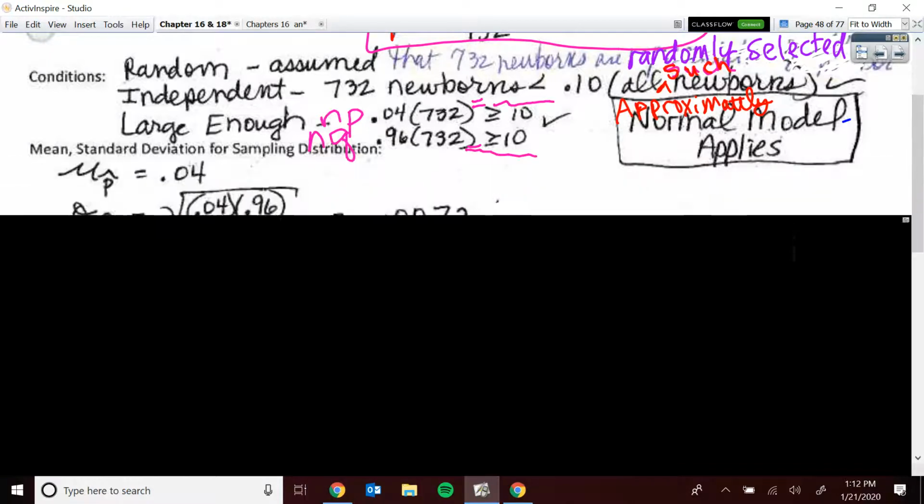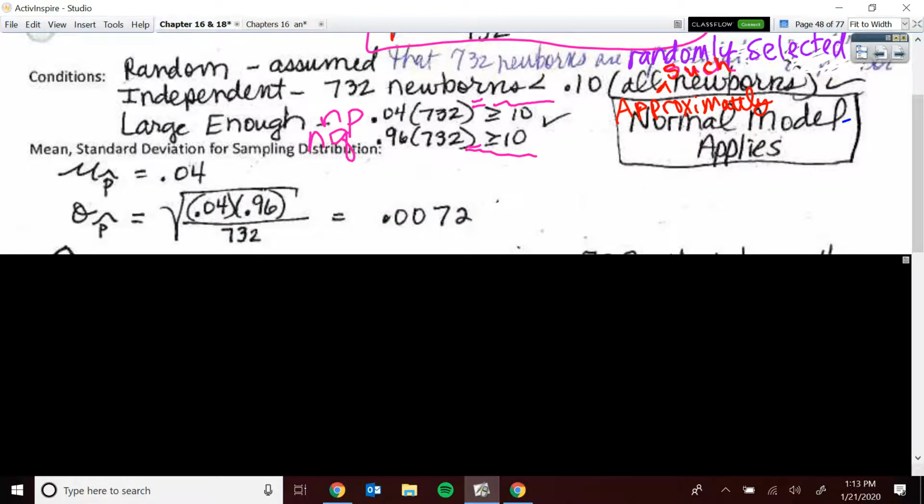All right, your mean and standard deviation. There you go. Mean is 0.04. Standard deviation I computed from the formula. That formula does not have to be memorized. It helps if you know it because then you can do it quickly, but that will be given to you. You don't have to have that memorized.